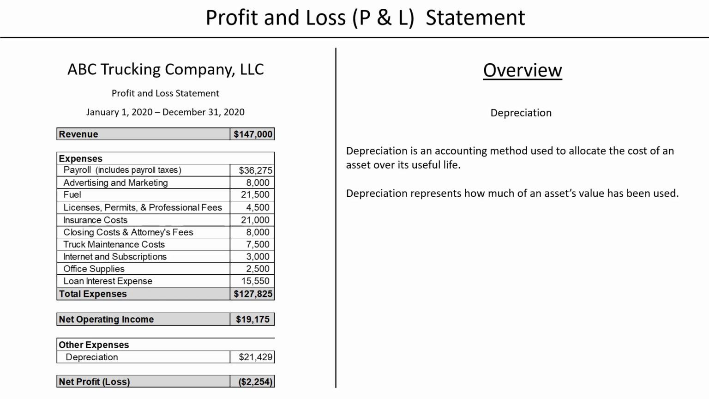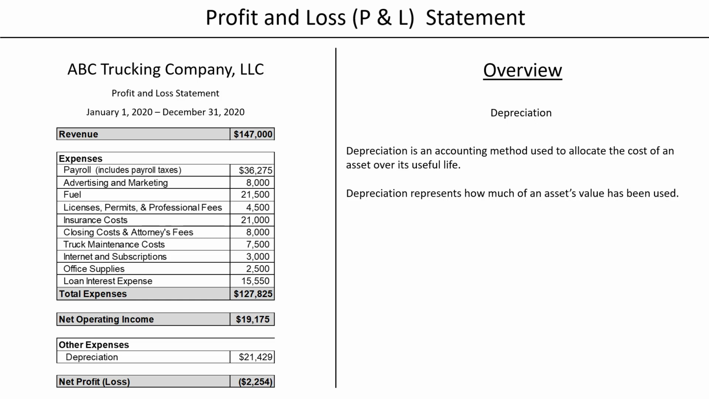Okay, so let's talk a little bit about this negative net profit. ABC Trucking Company has a negative net profit of $2,254 for the first year in business, meaning they had a loss in the business. Now, this is not necessarily a bad thing because most investors and lenders expect a loss for a startup business in certain industries. It is important to note that the profit and loss statement does not show how much money is in the bank. That is reflected on the cash flow statement.